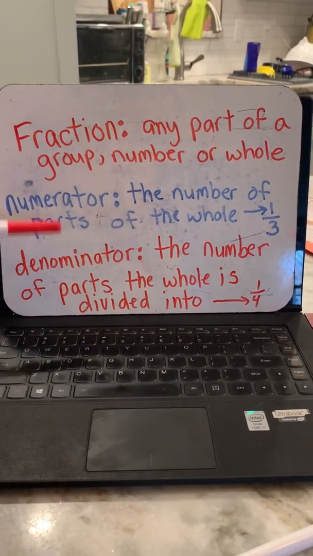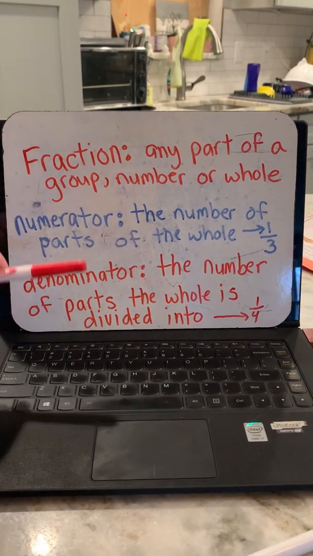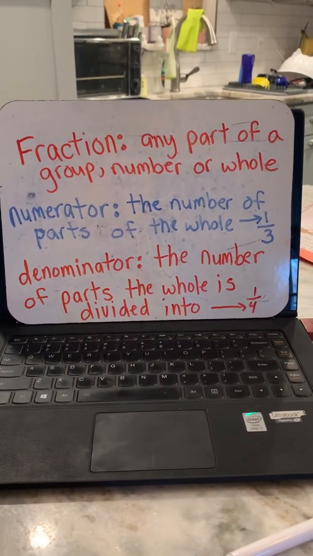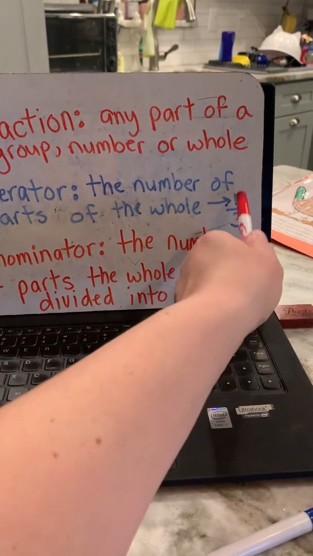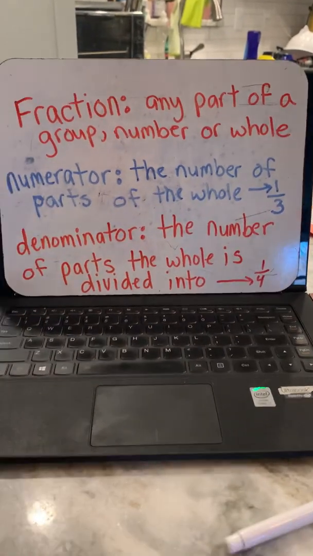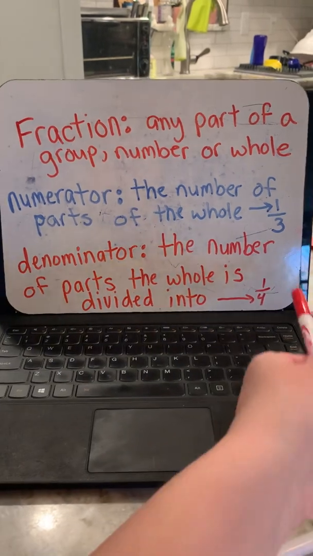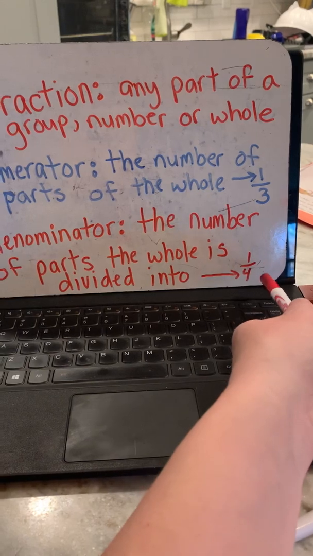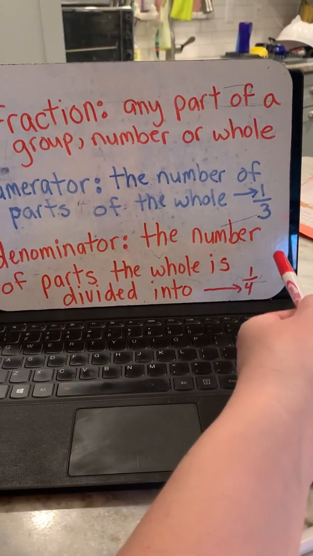Some of the other important, very introductory words that we use for fractions are the numerator and the denominator. Now, the numerator is the number of parts of the whole. So for example, here's my fraction right here. I say this as 1/3 or 1 out of 3. My numerator is the 1, okay? Now, the denominator is the number of parts the whole is divided into. So here, if my fraction is 1/4, I know that my whole is divided into 4 equal pieces. Remember, for it to be a fraction, the pieces have to be equal.